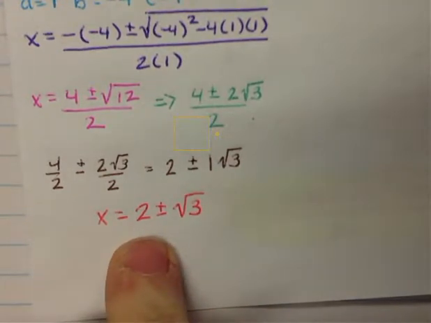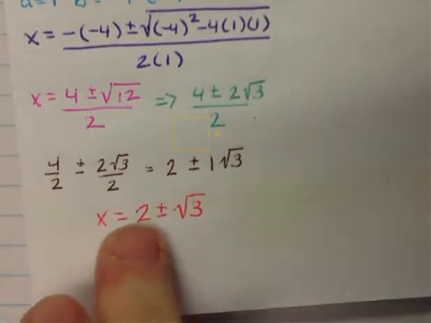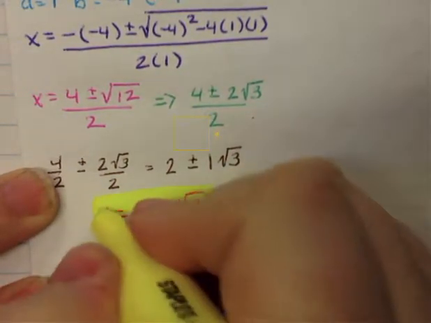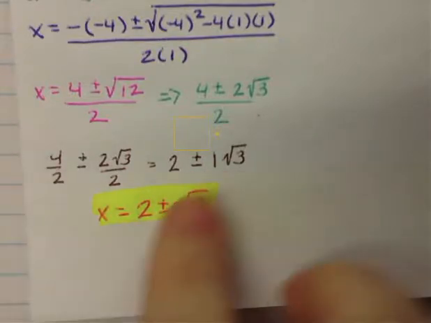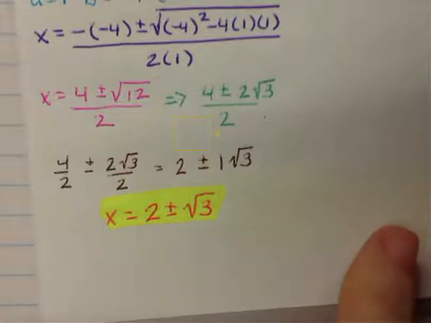So our two solutions are actually 2 plus the square root of 3, and then 2 minus the square root of 3. Those are our two solutions, but we can write it as one answer because we still have a radical left inside of it, because it was an irrational number. So they were still real, there's no imaginary, and they are irrational because the square root of 3 cannot simplify further.